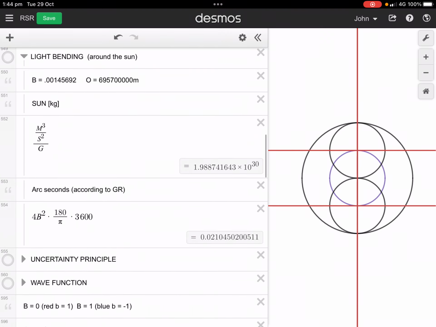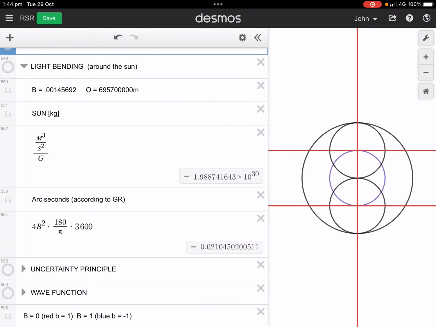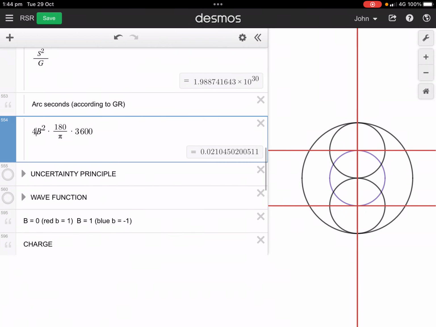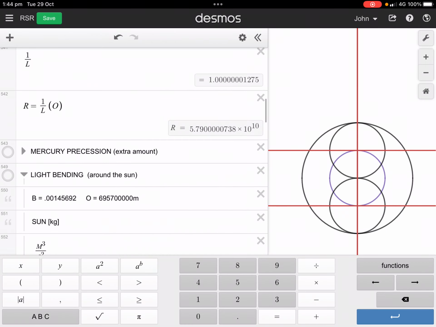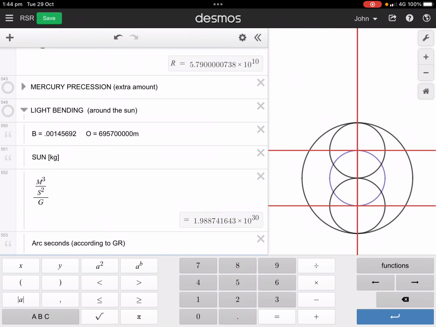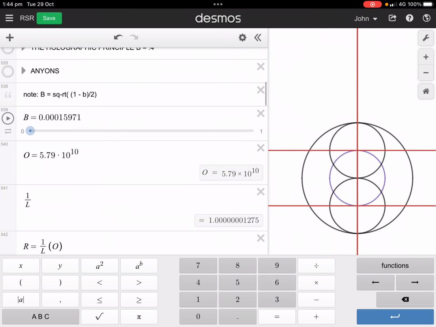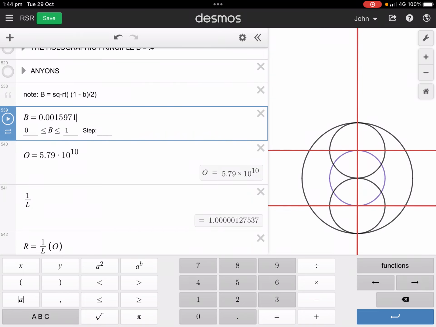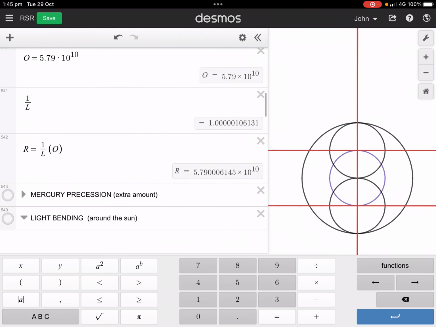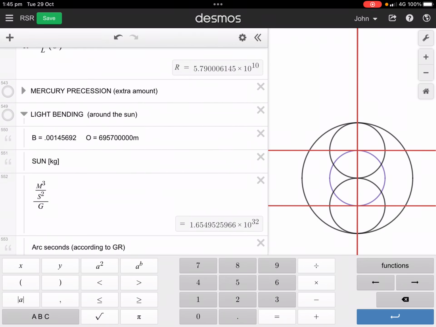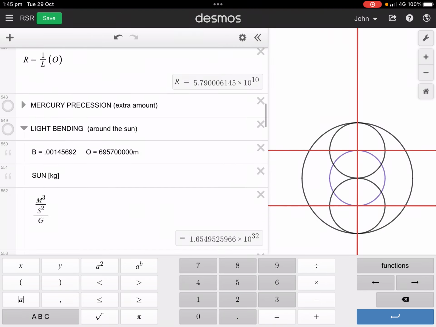Light bending, this is the first proof of general relativity. According to Newton's equations, this first of all, let me put in what I need to put in. So the b value is 0.00000214 5 6 92. And I need to put in the distance, which is 69.57.